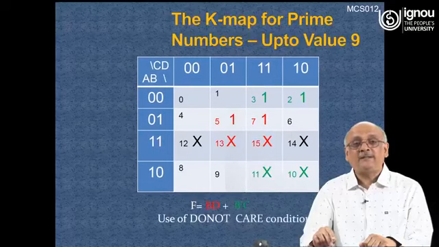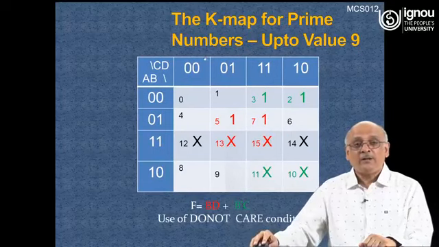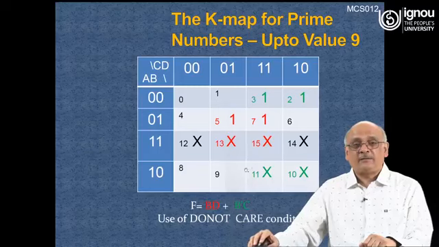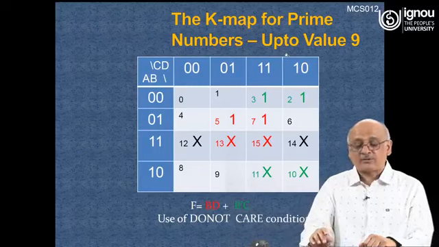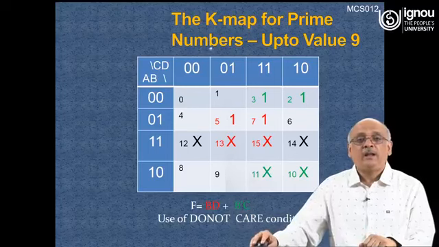But how to design the circuits? Now this is another example. I think one of the questions which was asked to me by one of your students was how K-map can be used with don't care conditions. Don't care conditions have been mentioned in your block. So what I did was I created a K-map for prime numbers up to value 9 only.